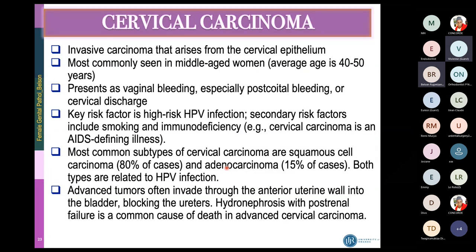Advanced tumors often invade through the anterior uterine wall into the bladder. If the bladder is involved, the urine may not pass through the urethra, or it may form a fistula between the uterus and the bladder. Another consequence, as shown here, is that the tumor spreads higher and blocks the ureters. Urine then does not reach the urinary bladder but stays up in the ureters and goes back to the kidney, then hydronephrosis will ensue.